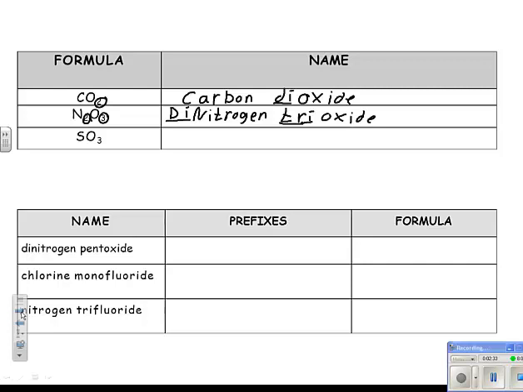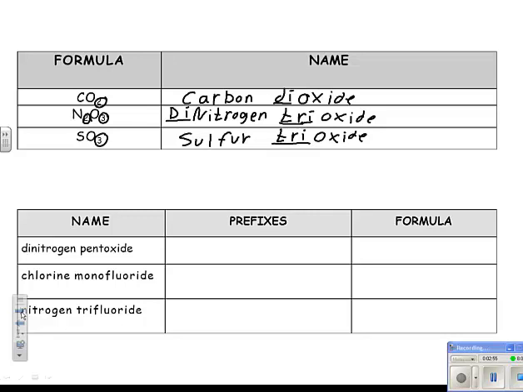The next one, you just have 1 sulfur. So you're just going to say sulfur. And then you've got 3. So you're going to write tri for the next one. And it's oxygen again. So there we go. Carbon dioxide, dinitrogen trioxide, and sulfur trioxide. Okay? Those are easy. It basically tells you how to name it. As long as you know your prefixes, this is very simple.